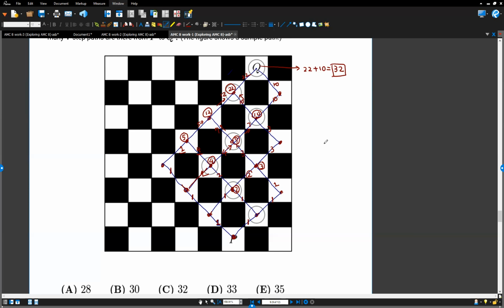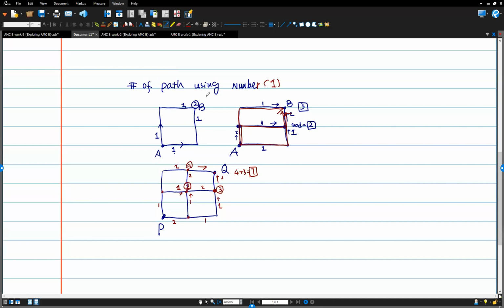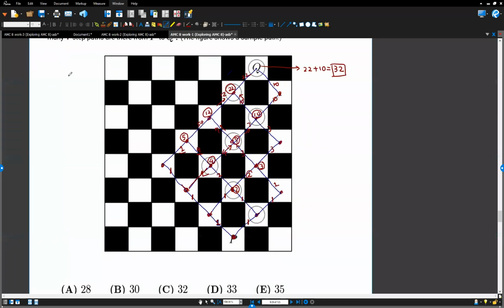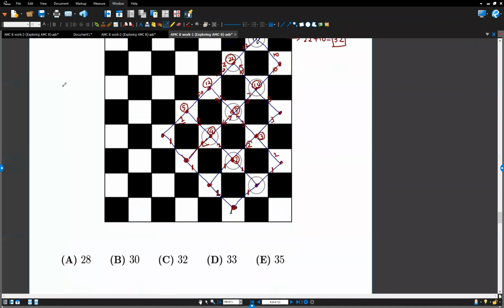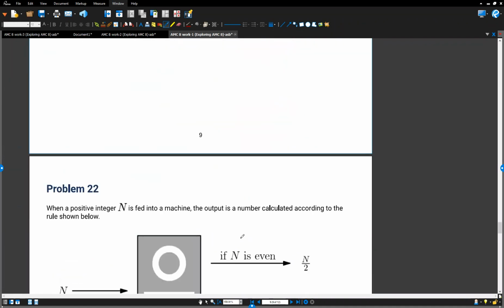Any questions about this one? You have to memorize this formula, okay? The number of paths using number 1. Is it okay? All right. The number 32 is that. What are the next numbers?